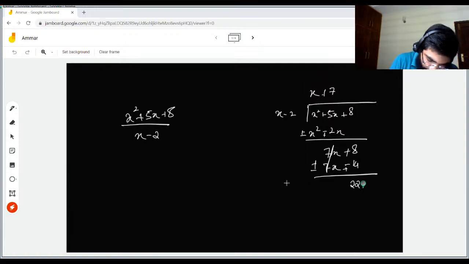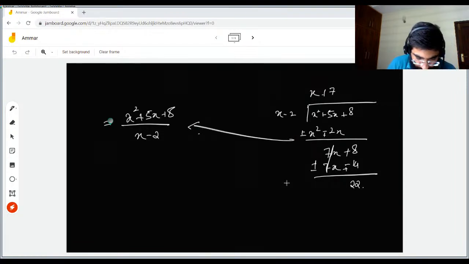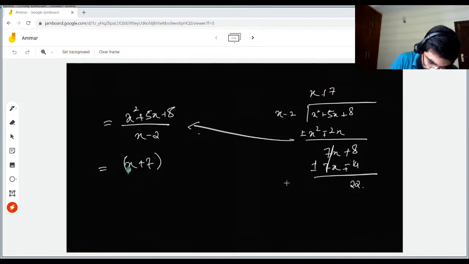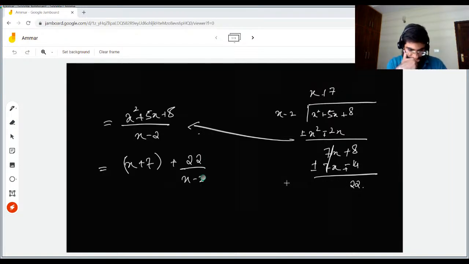So coming back, how do I apply this result to this one? This shows me that this is an improper fraction. The numerator becomes x plus 7 plus 22 over x minus 2.